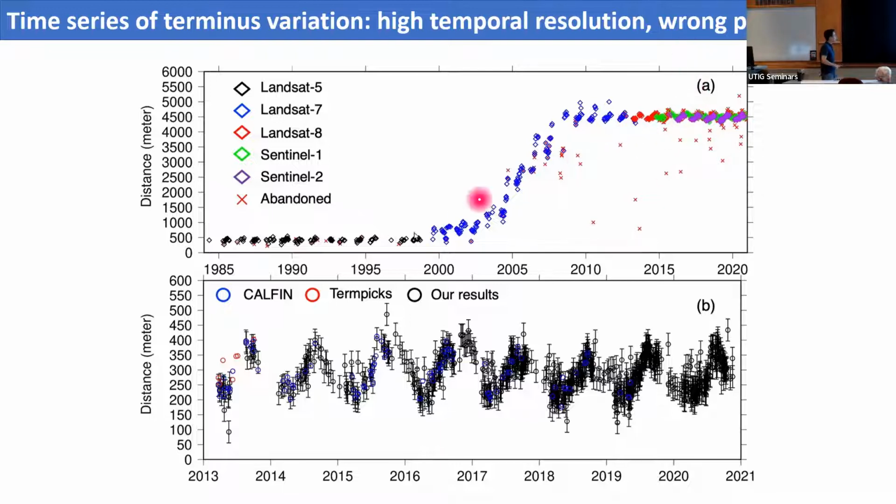If you look closely, up to 2013, this is a comparison between our results and the other data sets. The circles represent TermPicks, the manually picked terminus data set. And this one is Cowton, another terminus data set picked by machine. So we increased the sampling frequency a lot by including the Sentinel-1 images and Sentinel-2 images, because the Cowton data set only focuses on Landsat images.